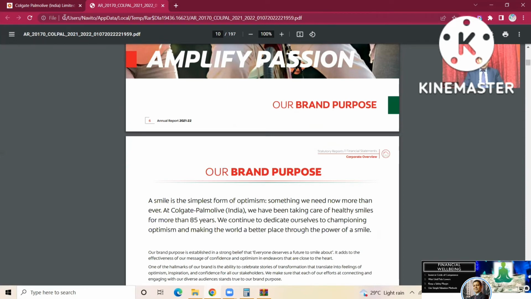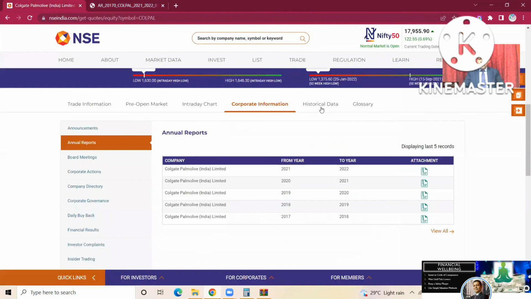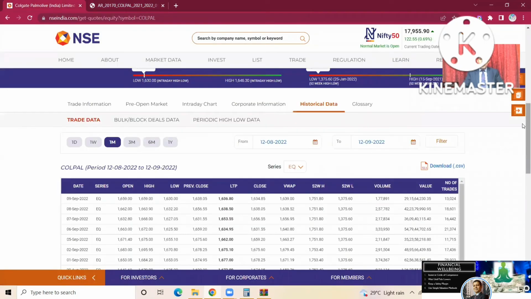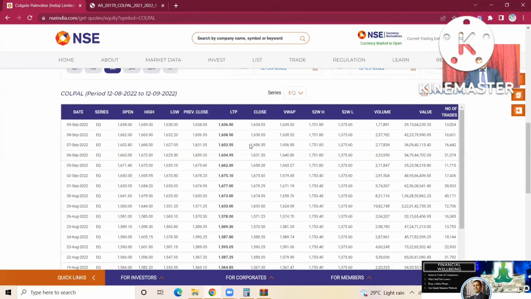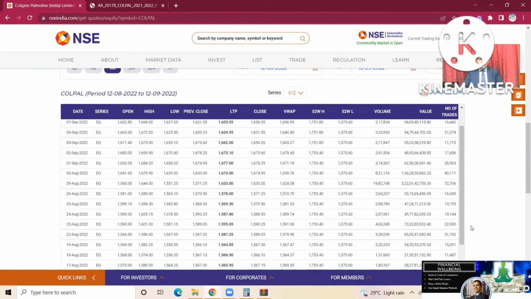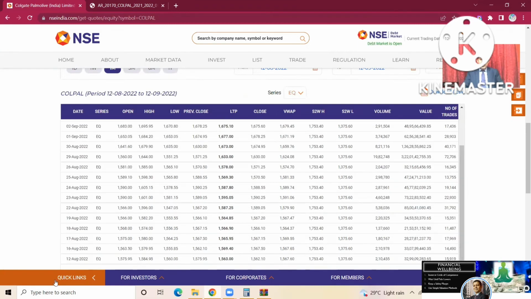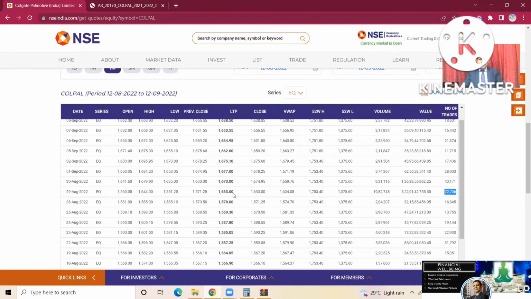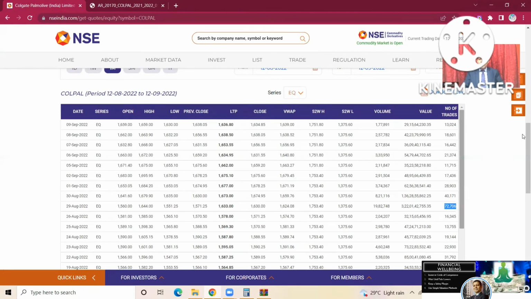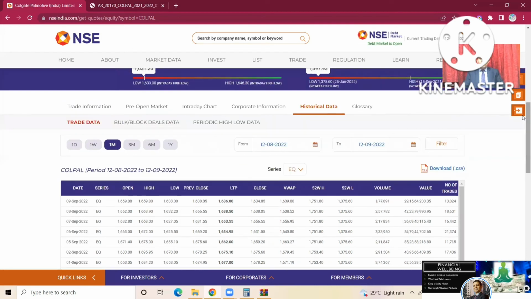Now that we have seen how to view the annual reports, let's have a quick look at the historical information of Colgate-Palmolive. Historical information tells us the last trading price for each day. If you see here, the last trading price has in fact gone up. The last available here is 12th August, 1563. The highest trade was on this particular day, 29th August, 1633.